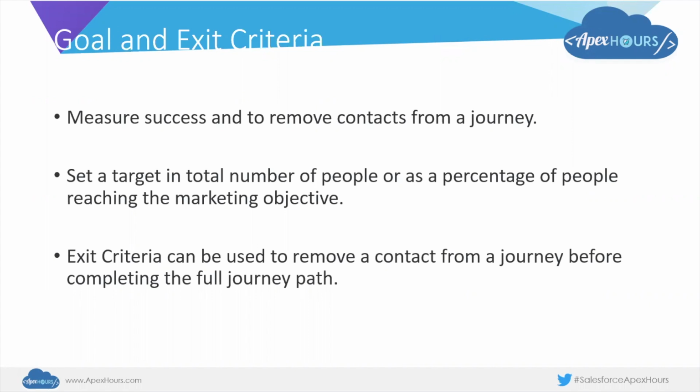On the contrary, exit criteria can also be used to remove a contact from the journey before completing the full journey path. But the difference between the exit criteria and the goal criteria is that whenever the contact reaches the goal and exits, they can be measured against the journey performance or the goal criteria.